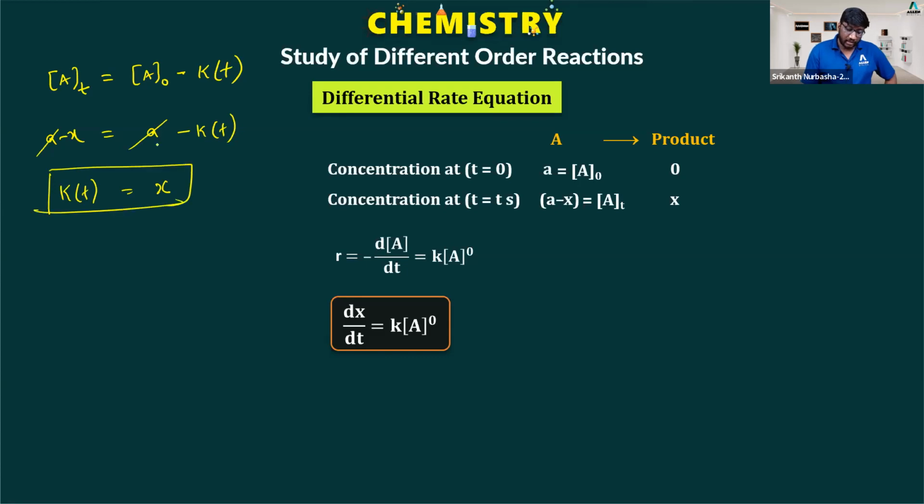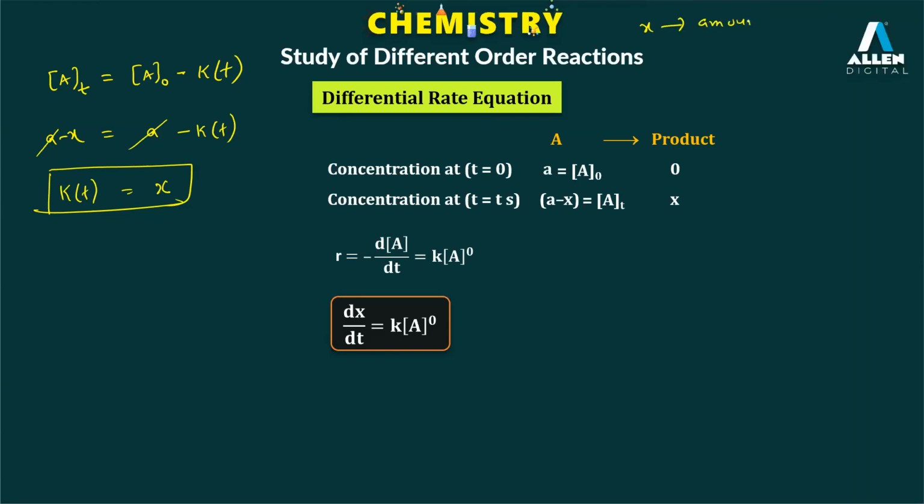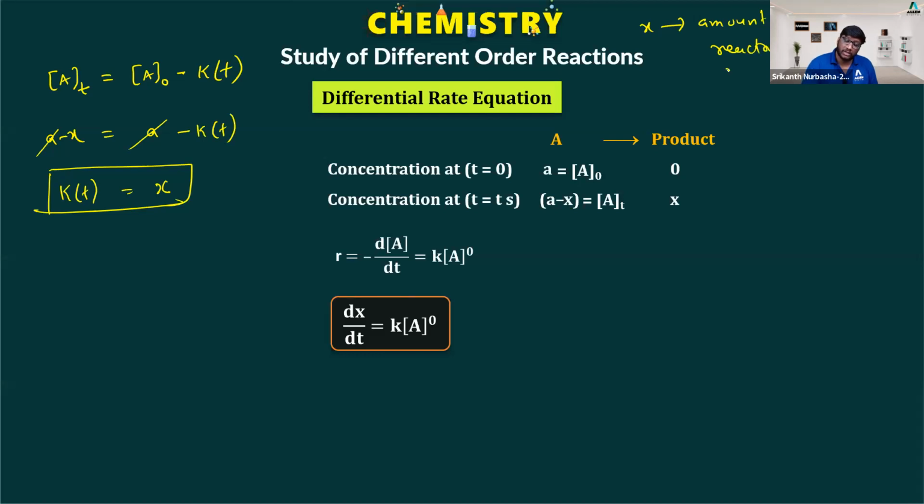x is equal to Kt, right? X is equal to Kt means what is x? x is the amount of reactant consumed to form product. Amount of reactant consumed to form product, that is your x. x is equal to K into t. You can find it in this manner.